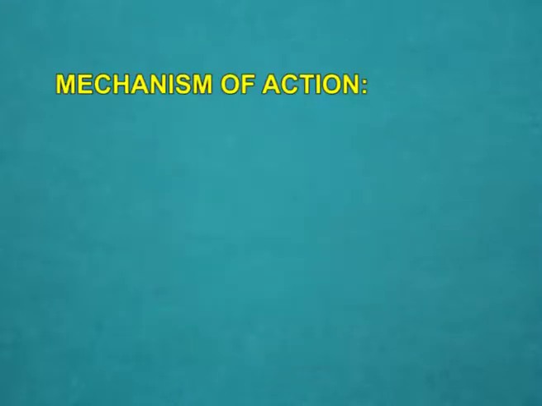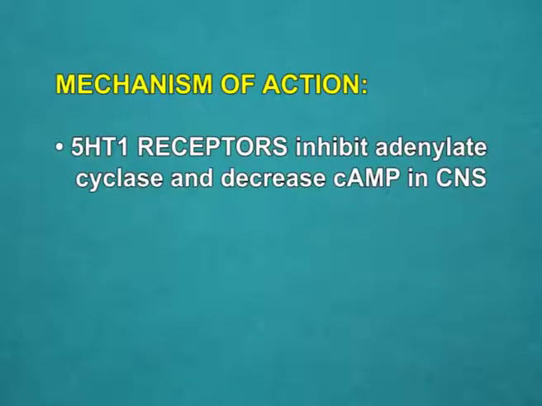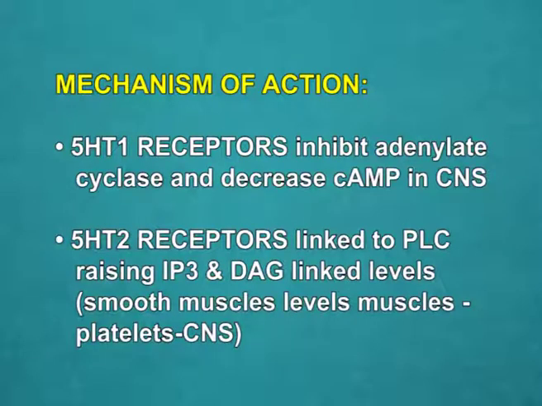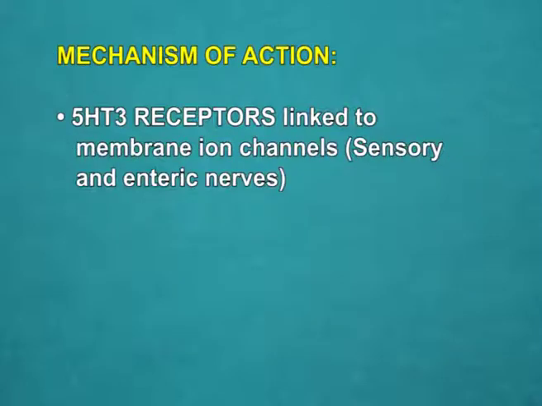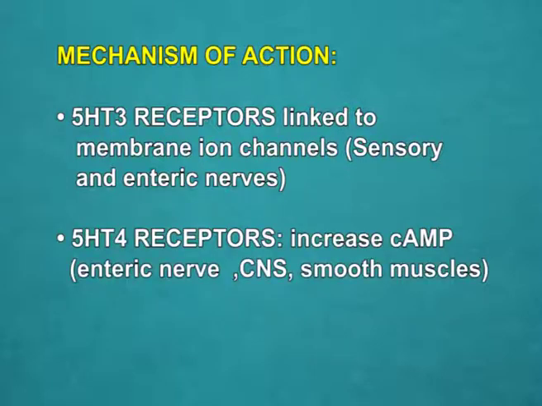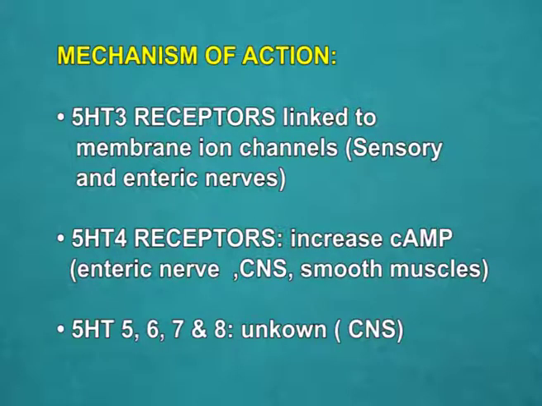Now we will discuss the mechanism of action. 5-HT1 receptors inhibit adenyl cyclase and decrease cyclic AMP in CNS. 5-HT2 receptors are linked to PLC, raising IP3 and DAG, in smooth muscles, platelets and CNS. 5-HT3 receptors are linked to membrane ion channels, in sensory and enteric nerves. 5-HT4 receptors increase cyclic AMP, in enteric nerves, CNS and smooth muscles. 5-HT5, 6, 7 and 8 are unknown, basically present in CNS.